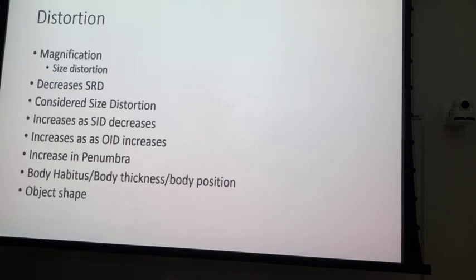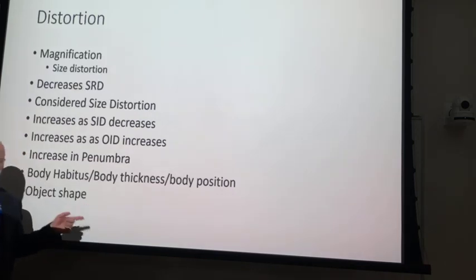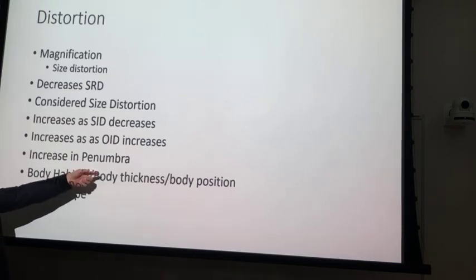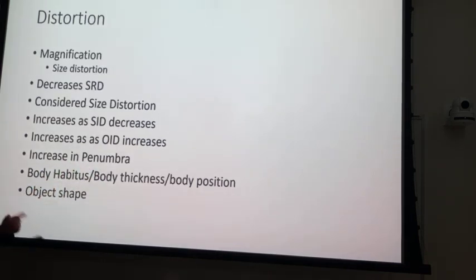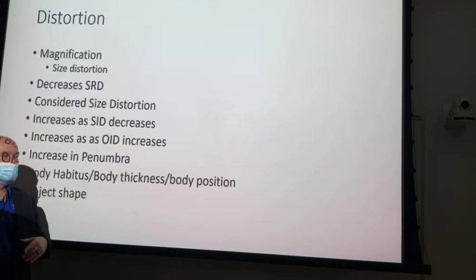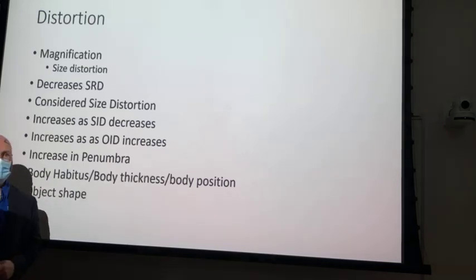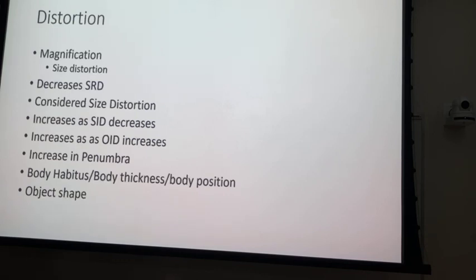All right? So two words, umbra and penumbra. We don't usually mention umbra, but umbra is sharpness. So you can file that in with all those other words we talked about before. Umbra equals sharpness. Penumbra is unsharpness. All right, that's a fuzziness at the edge of the image, that is penumbra. Okay, so the increase in OID increases penumbra. Other things that can increase OID is body habitus. Okay, how does body habitus increase OID?